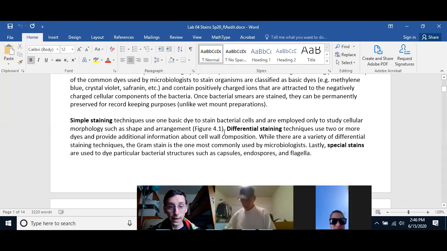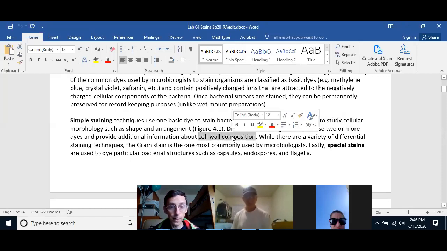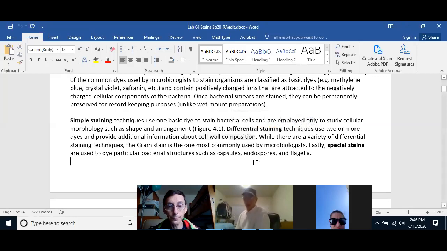A differential stain is where you're using two or more dyes to show differences between different cells. The most common differential stain is the gram stain, and it's looking at differences in the cell wall composition. The gram-positive cells have a thick cell wall with a thick peptidoglycan layer. The gram-negative cells have a thin cell wall with a thin peptidoglycan layer. All right, so those are the differences between the simple stain and the differential stain.